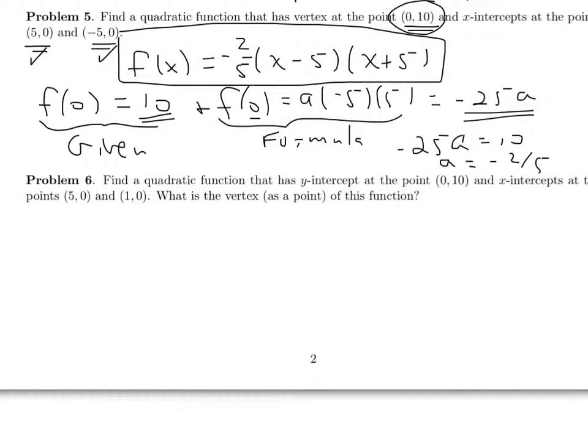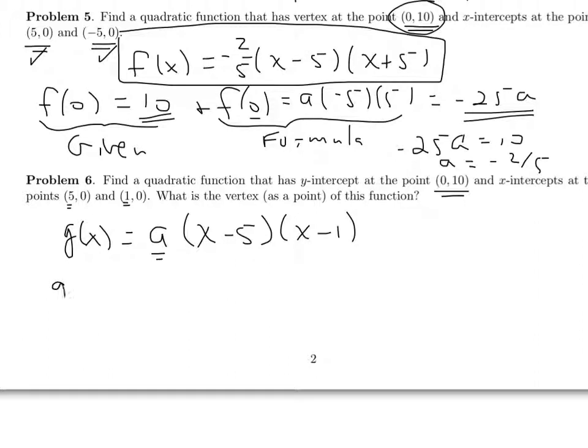This next problem is the same thing. We're given two x-intercepts, so I'll call this one g, but it'll be the same thing. There's some number times the factorization, because knowing the x-intercepts means that I know the factorization. A quadratic function that has x-intercepts at 5 and 1 has to have x minus 5 as a factor and x minus 1 as a factor. The only thing that's mysterious is what this number is out front. And so we're going to use this extra piece of information to figure out the extra thing we want to know. So we're given that we want g of 0 to be 10.